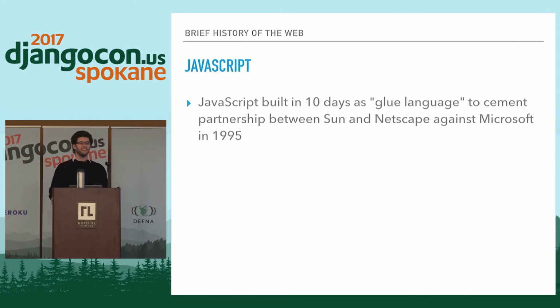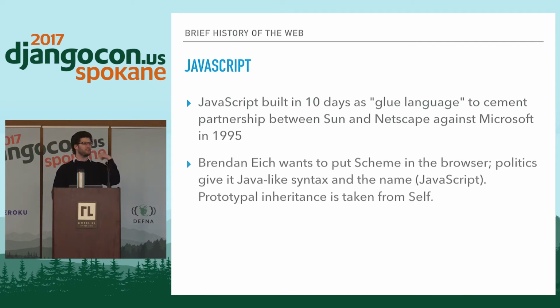JavaScript is built in 10 days. It's a glue language in 1995, and it's effectively this sort of collaboration between Sun and Netscape because they're freaking out about Internet Explorer. And so they hired this guy, Brendan Eich, and he wants to put Scheme in the browser. The problem is that because of politics, they want to use Java, they want to reference Sun's Java. So they're going to call it JavaScript, and they need something that looks like object-oriented programming. So he goes and he uses prototypal inheritance taken from a programming language called Self, which looks nothing like Java.